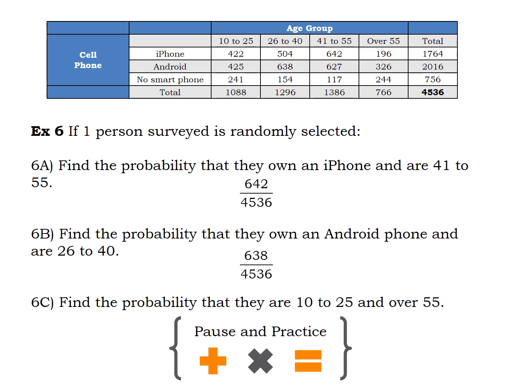Now one last time. We want the probability that they're both in the 10 to 25 age group and over 55. So we're going to pause and practice. I want you to do this problem. Pause the video.